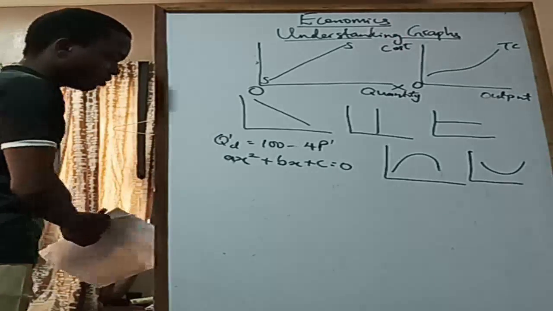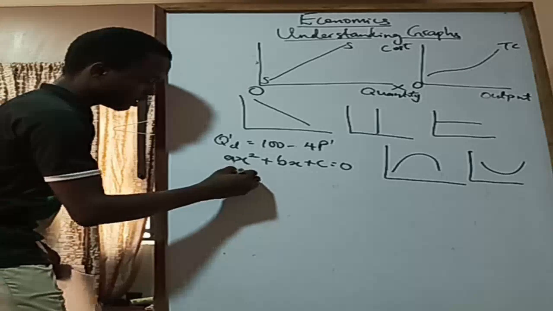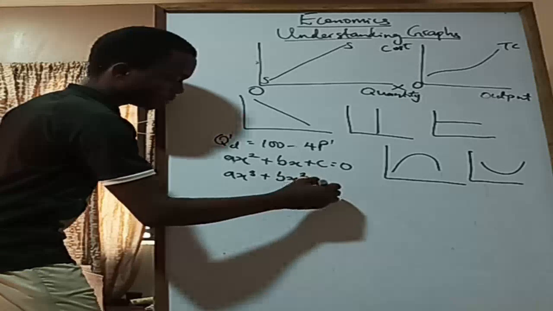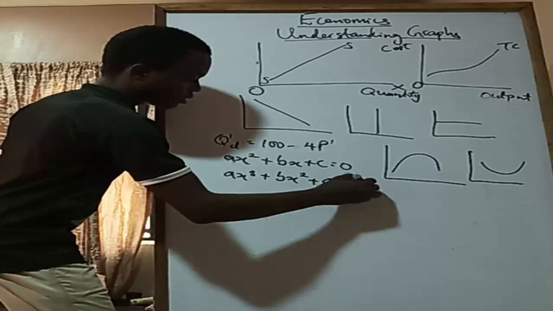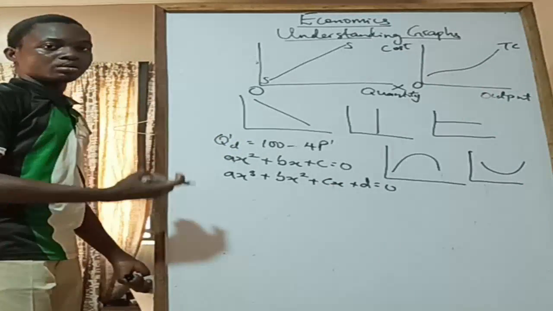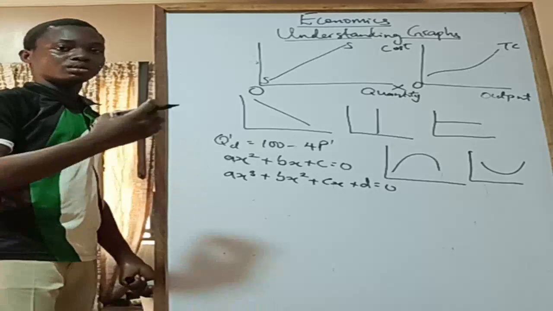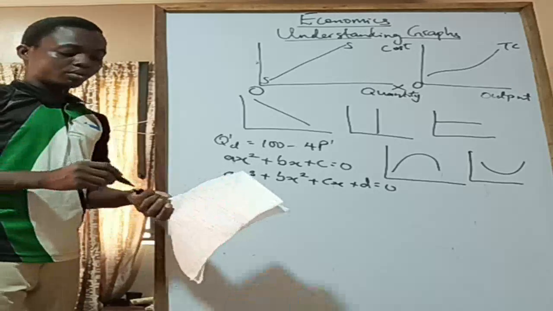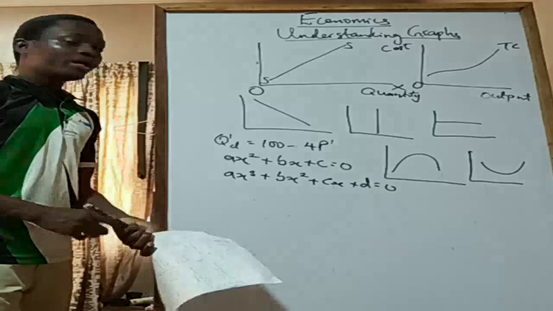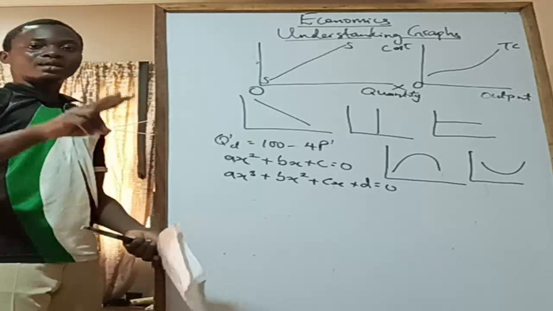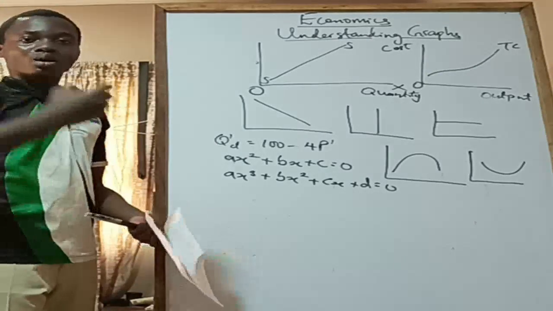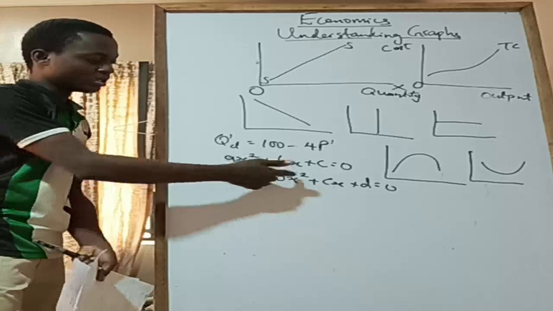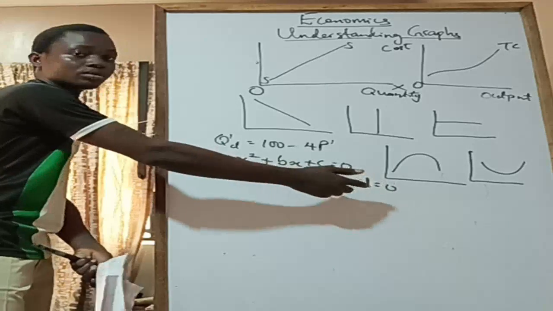So what if it was a 3? What if we had ax cubed plus bx squared plus cx plus d equals 0? This is a third degree polynomial, because the highest power of this function is 3, right? So by the time you are drawing the graph of a third degree polynomial, how many turning points is it going to have? 2. So the number of turning points is like the highest power of the polynomial function minus 1. Since the highest power here is 3, this is 2, this is 1, and the x here has power 0. So that's why it is not there.